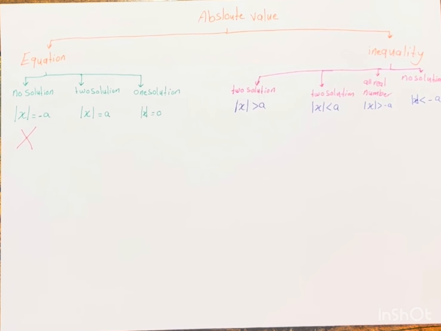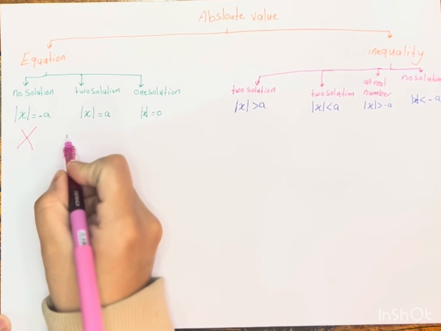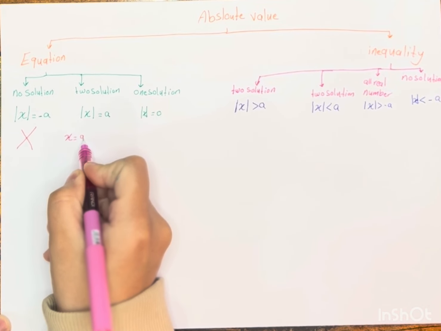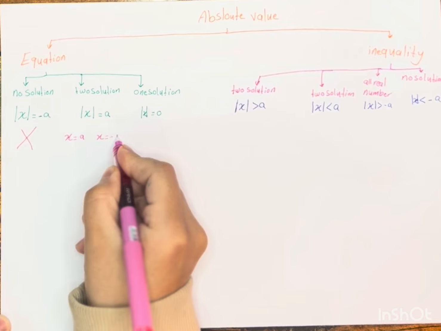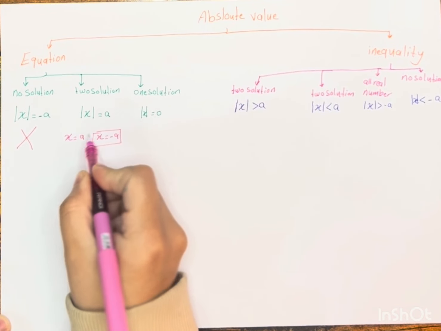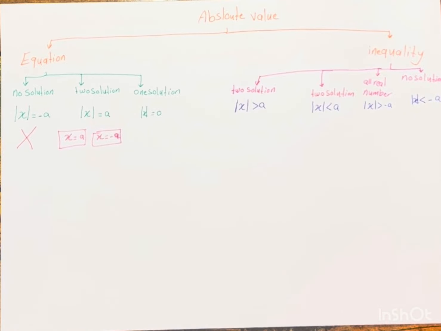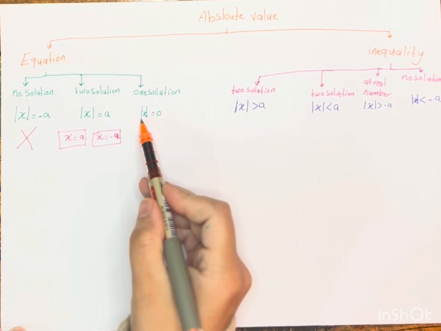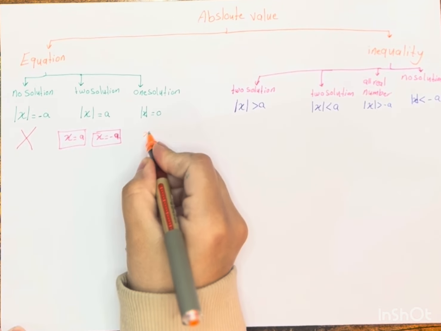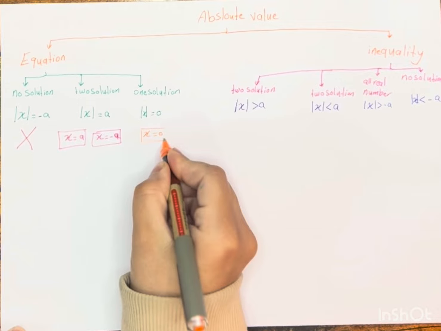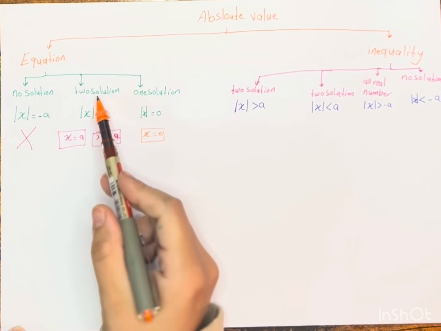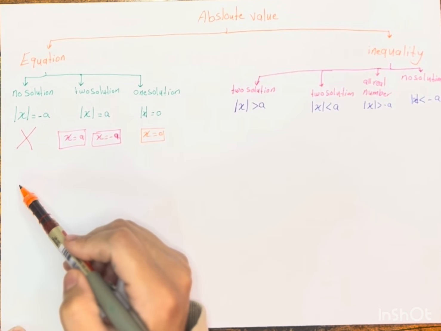If we have an absolute value equal to a positive number, I will write x equal to a, x equal to negative a. Okay, student, just the absolute value can't equal a negative number. If x equals a negative number, it's okay. And the last one, if there's an absolute value equal to 0, I will write x equal to 0 and I solve it. So there's one solution, two solutions, and no solution.